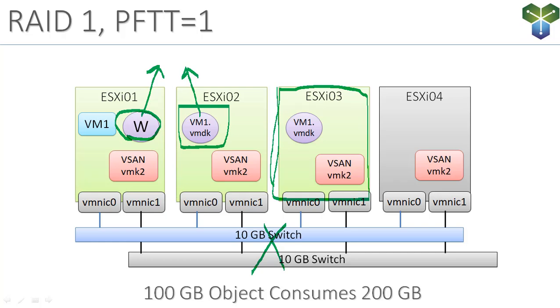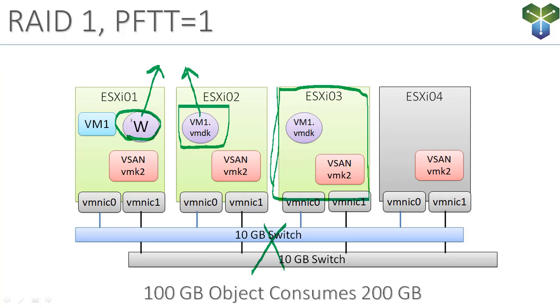Okay, so given the fact that we've set a storage policy that dictates we have RAID 1 and primary failures to tolerate is set to 1, we need at least 3 hosts. We need a witness on one host, one of our replicas on one host, and another replica on another host. And by the way, that's what these guys are called.